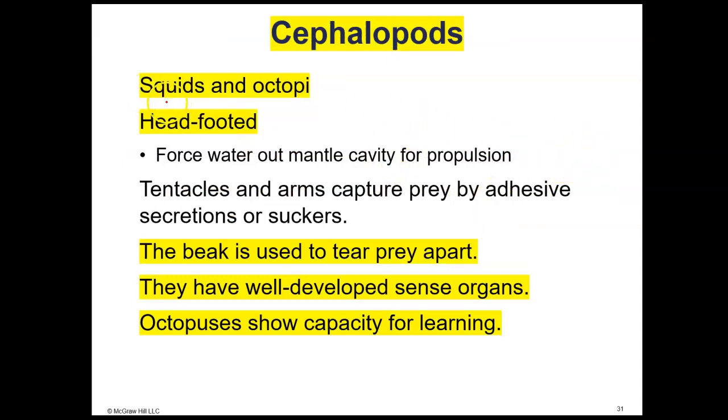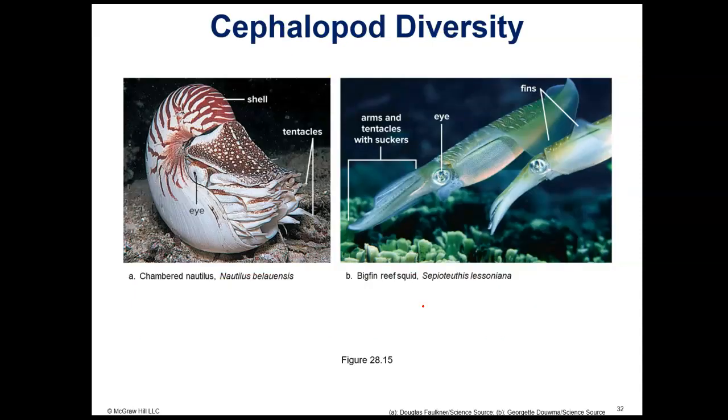And that's going to be the squids and the octopus, and another one that I really love is the cuttlefish. So they do have a beak that's used to tear prey apart, so the cephalopods are predators. They have well-developed sense organs. They have definitely a capacity for learning. You can Google octopus and cuttlefish videos on YouTube. It shows amazing capacity for learning.